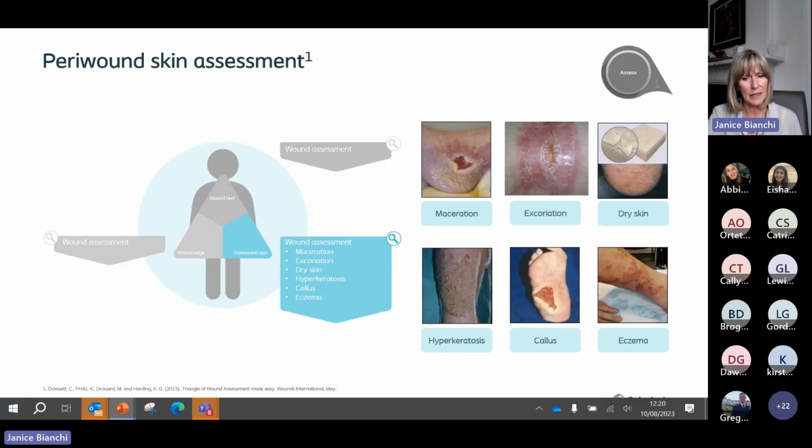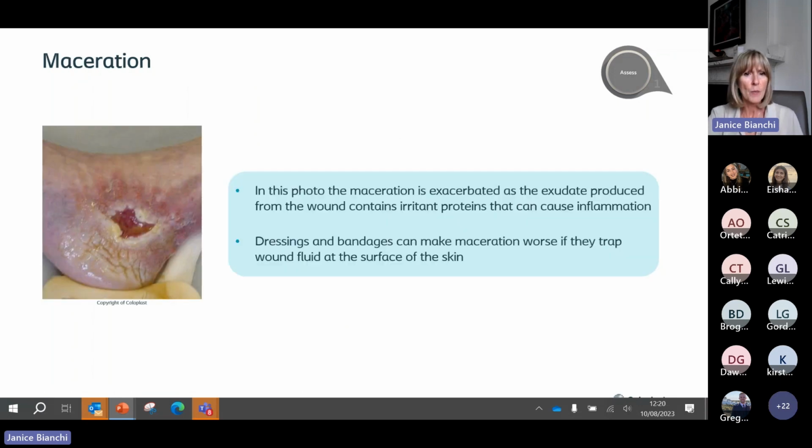And then finally in this part, the peri-wound skin. And again, there are a number of things which can happen to the peri-wound skin, which we have to take action with. So maceration we've talked about as far as the wound edge is concerned, but you can see in this picture, because of the level of exudate, the whole heel has become macerated. So you've got potential here for a lot of skin breakdown.